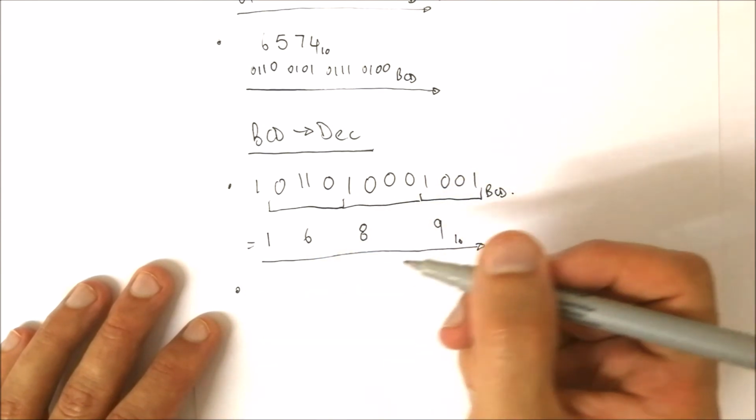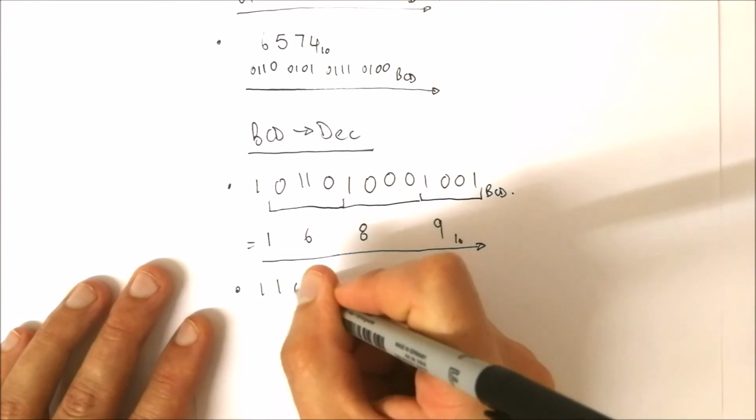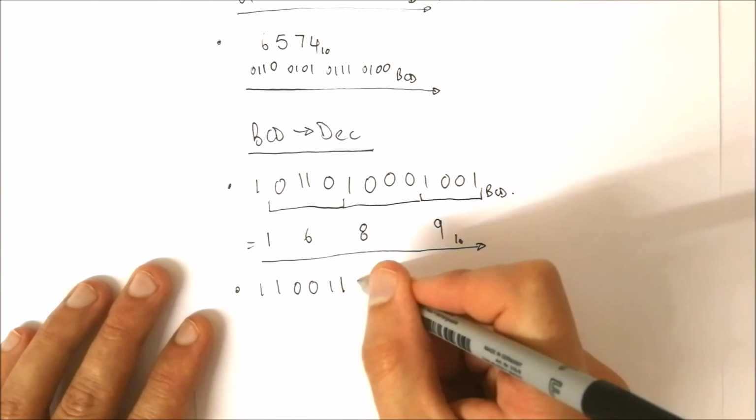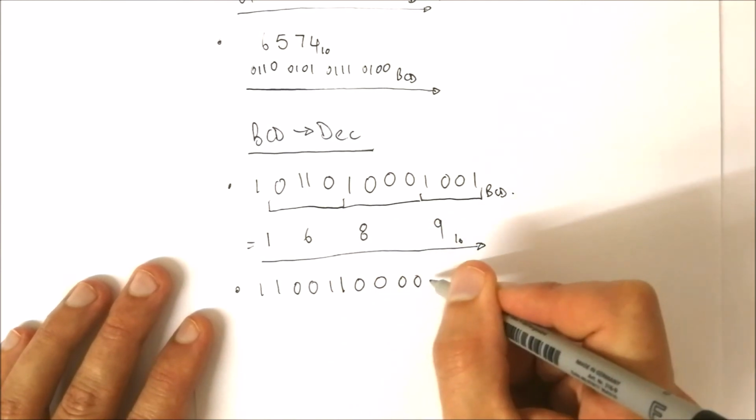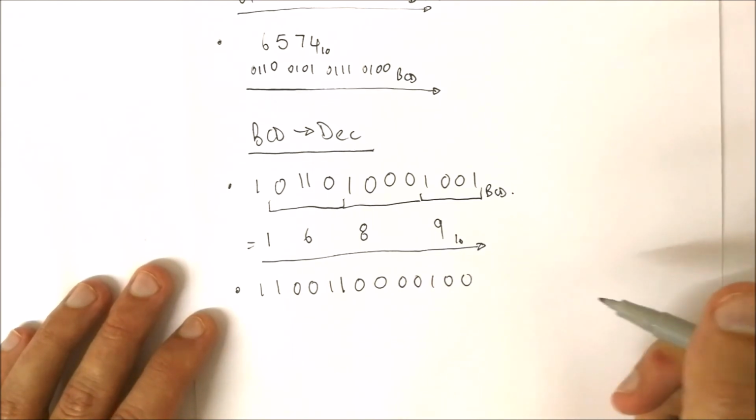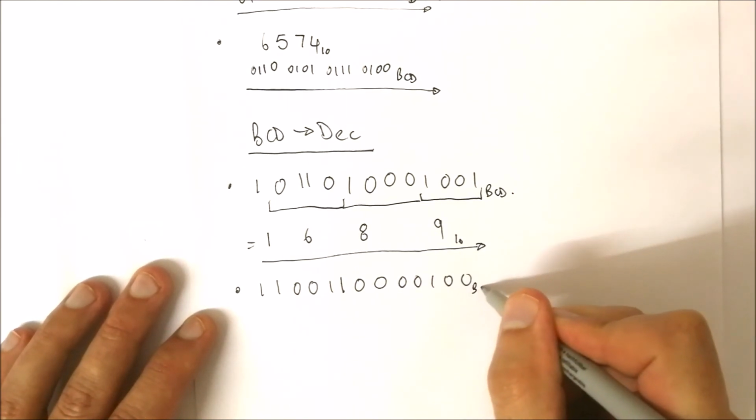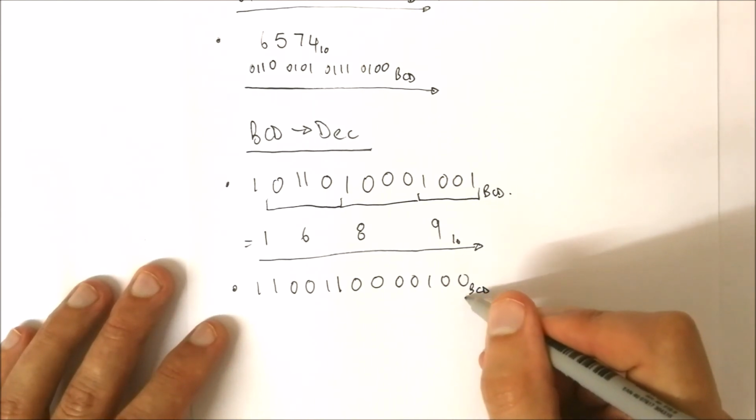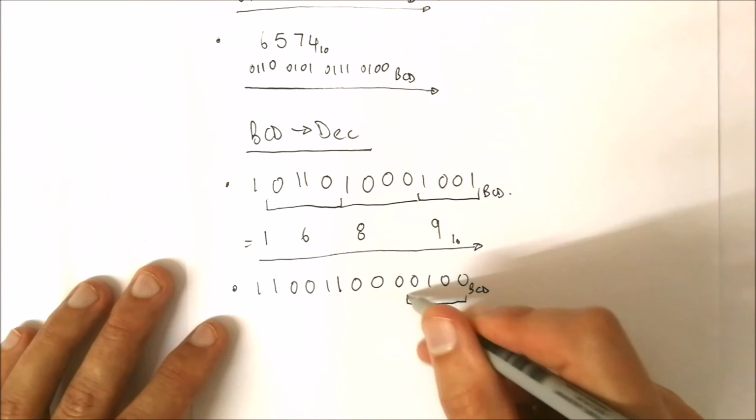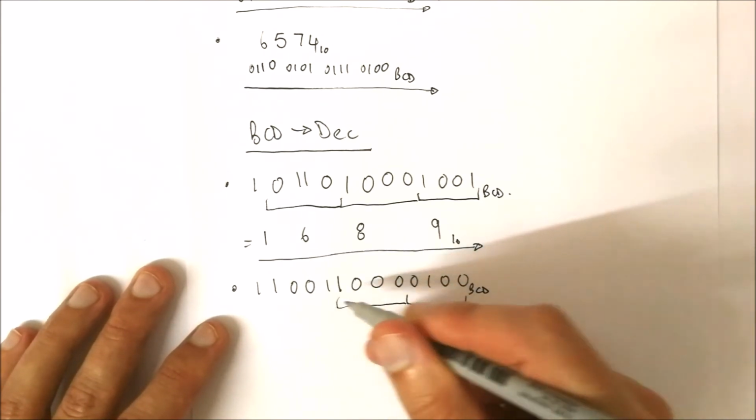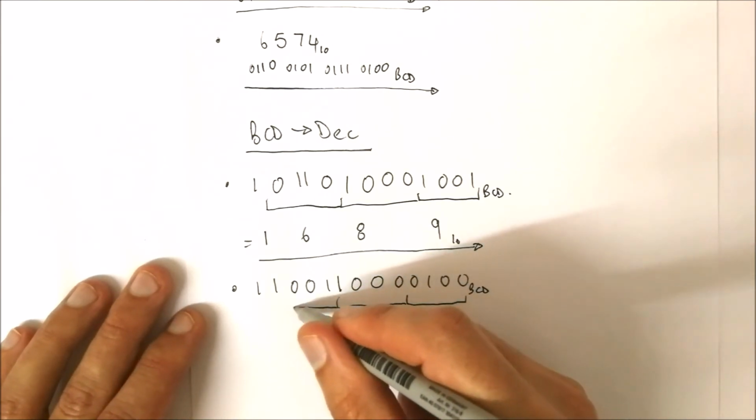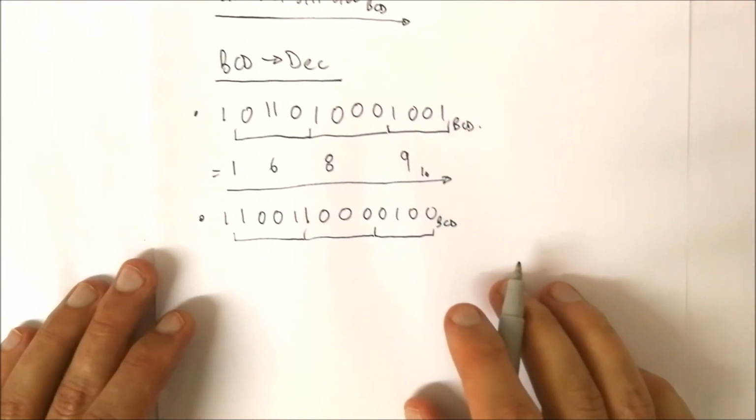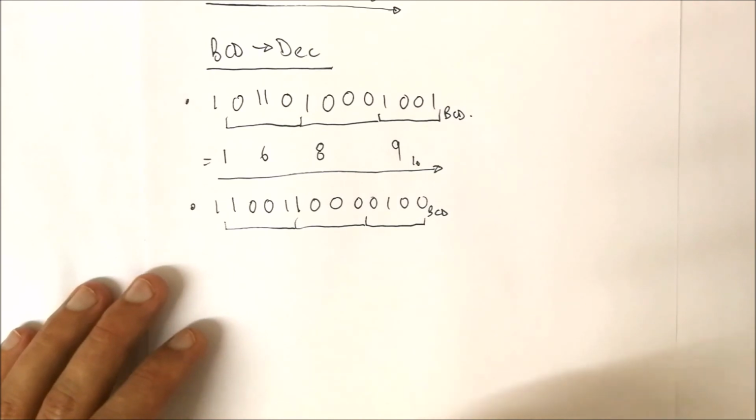What about, let's have a look at an example of 1 1001 1000 0100. Okay, so this is BCD. Again, we're going to convert it now into decimal. So we're going to go with 4 bits again. We've got 4 bits over there, 4 bits over there, 4 bits over there, and again we've got the 1 on its own.